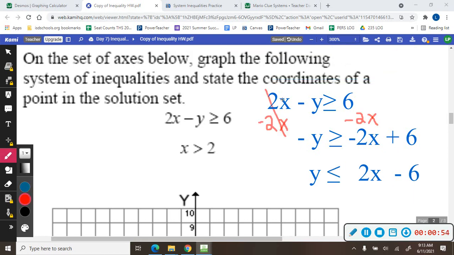Looking at this again, I subtracted 2x from both sides. Notice when you subtract a negative number, it doesn't change anything. And then I have, this is a negative 1y, and so I divide by negative 1 to cancel those. Divide that by negative 1. That's why it went from negative to positive. And then divide this by negative 1, and that's why it went positive to negative. And notice the inequality changed directions. Anytime you multiply or divide by a negative number, the inequality flips around.